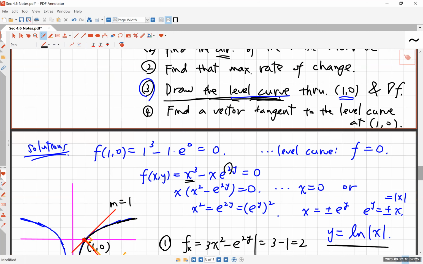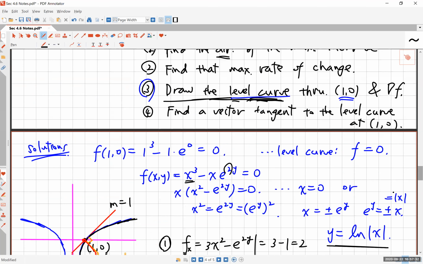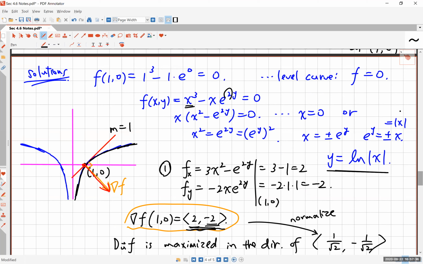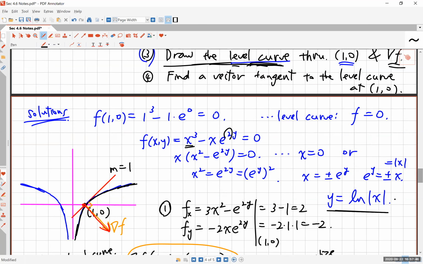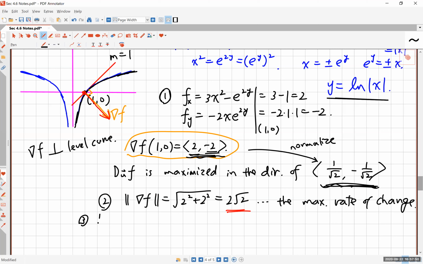Now, part 3, I did this already. Draw the level curve through 1, 0, and the gradient of f. I did draw the gradient of f, which is that orange arrow, now the red arrow. And notice here that the gradient is perpendicular to the level curve. Number 3 is done, right here.